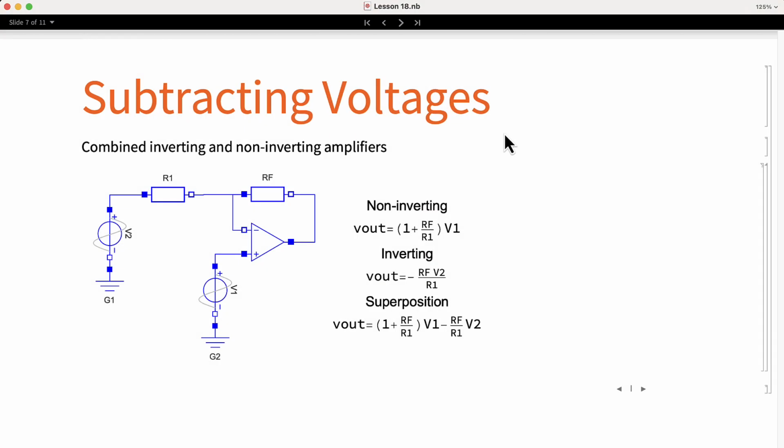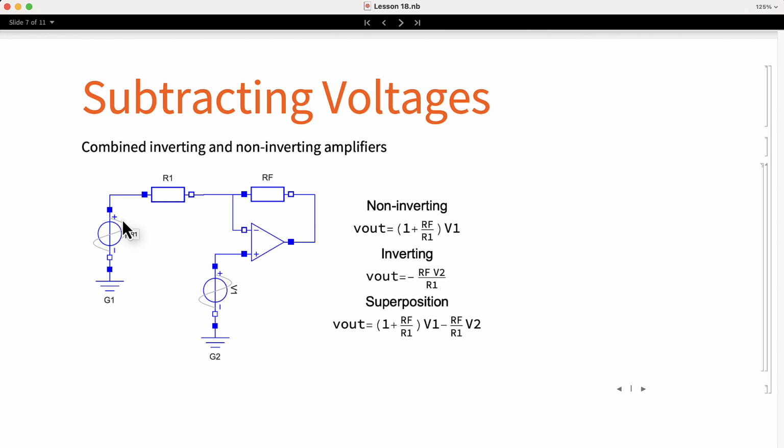The combination results in the following circuit. You can see that there is a voltage source V2 that corresponds to the inverting amplifier input. The voltage source V1 corresponds to the non-inverting amplifier. If we use superposition to analyze this circuit, we can see that by setting V1 to 0, the circuit becomes the inverting amplifier. On the other hand, setting V2 to 0, the circuit becomes the non-inverting amplifier.